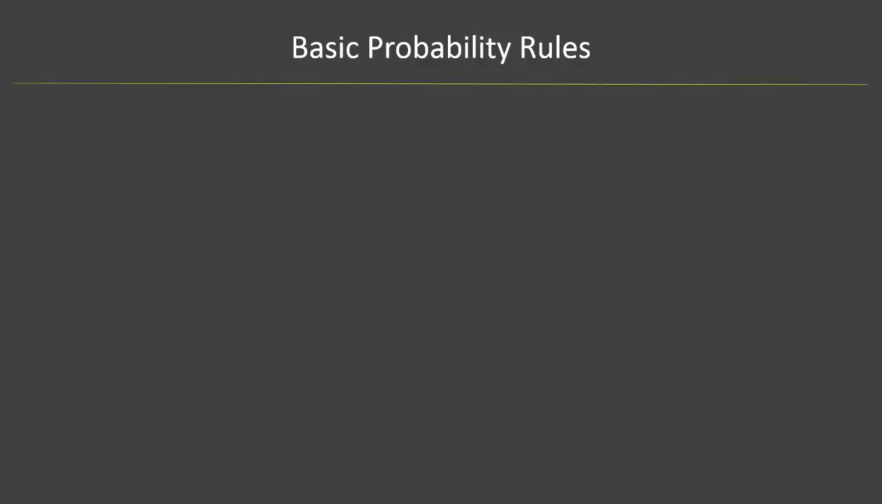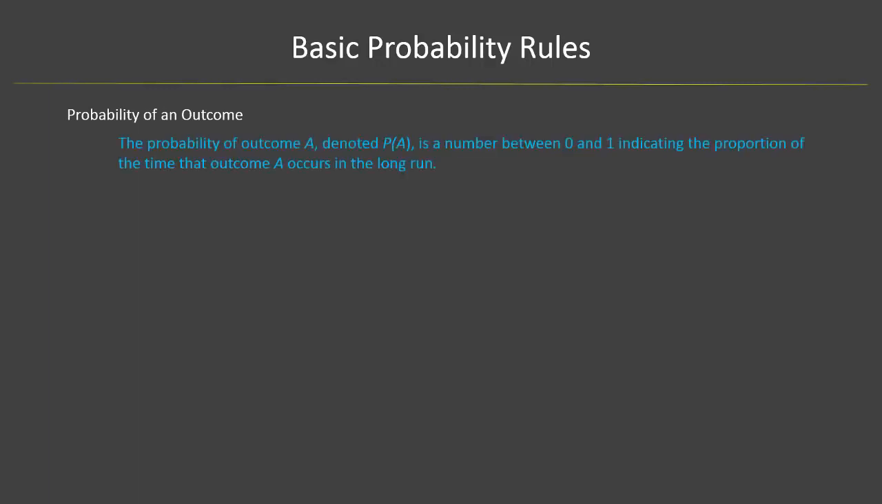In this video, I would like to show you a few probability examples, but let's first start by reviewing some of the basic rules of probability. To start with, we should look at the definition of the probability of an outcome. The probability of outcome A, denoted P of A, is a number between 0 and 1 indicating the proportion of the time that outcome A occurs in the long run. So it is the likelihood of an event.